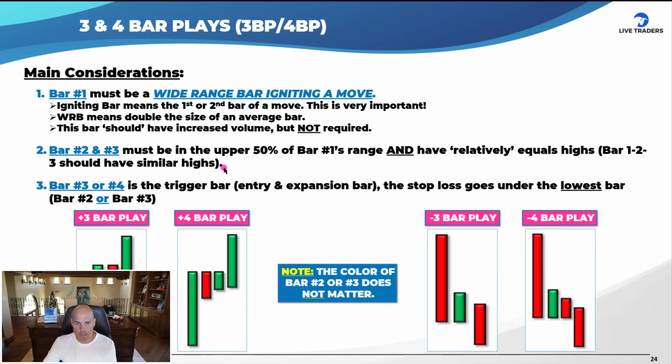Bars 2 and 3 must be in the upper 50% of bar 1's range and have relatively equal highs. Bars 1, 2, 3 should have similar highs. Bar 3 or 4 is the trigger, depending on whether it's a 3 or 4 bar play. That's the entry and expansion bar. The stop loss goes under the lowest bar.